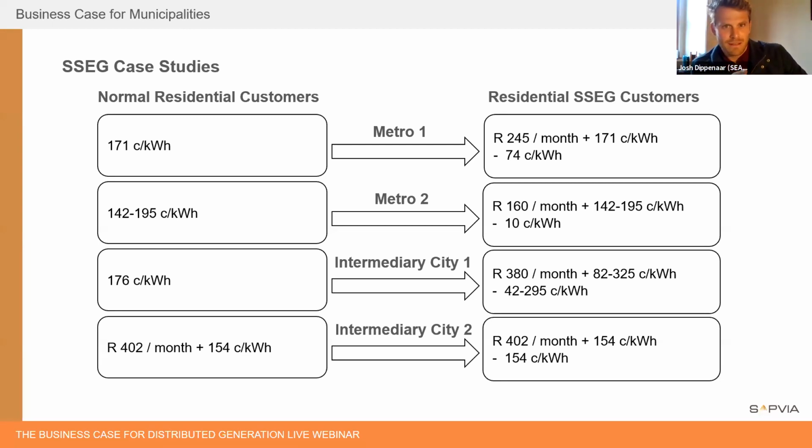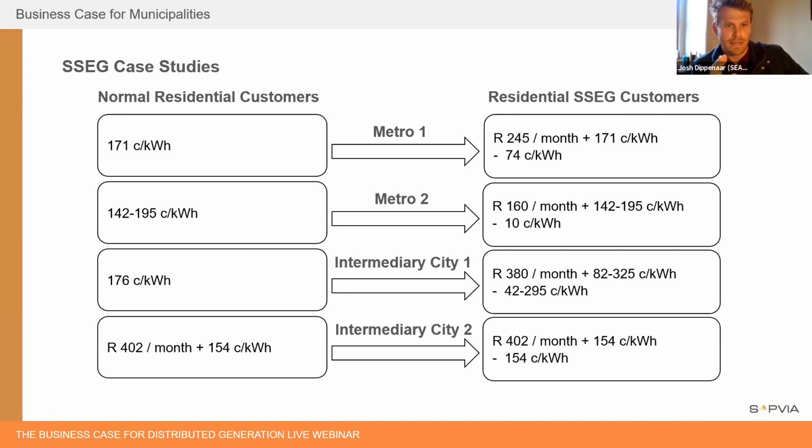So on the left-hand side, Metro 1 has these 2-year-old tariffs, by the way. So these are slightly outdated, but the concept and principles remain the same. Customers are on 1.71 rand per kilowatt hour. Normal customers then move across onto the SSEG tariff, which is a 245 rand fixed charge, the same energy charge of 1.71 rand, and then there's an export credit of 74 cents per kilowatt hour.